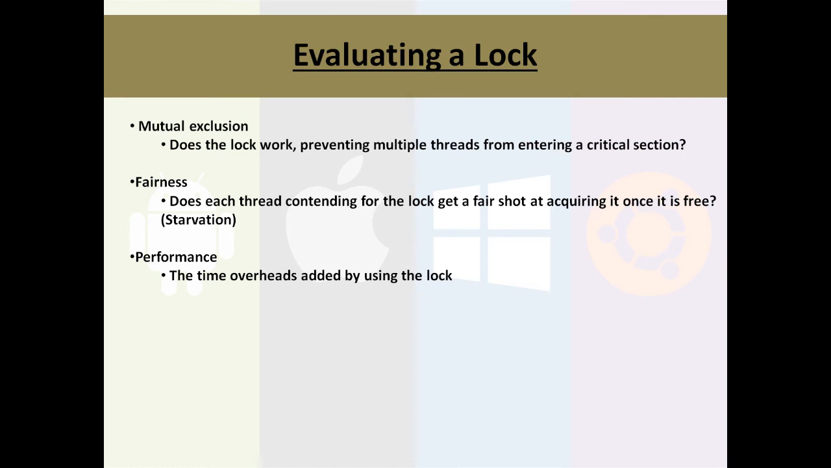Now, if it doesn't, that means starvation would occur when one thread never acquires the lock and can therefore never finish execution. We saw how starvation was a factor when it came to scheduling, right? Some long processes which didn't have any input-output interrupts could suffer as a result of starvation. And thirdly, performance. Do the time overheads added by using the lock affect the performance substantially or not?